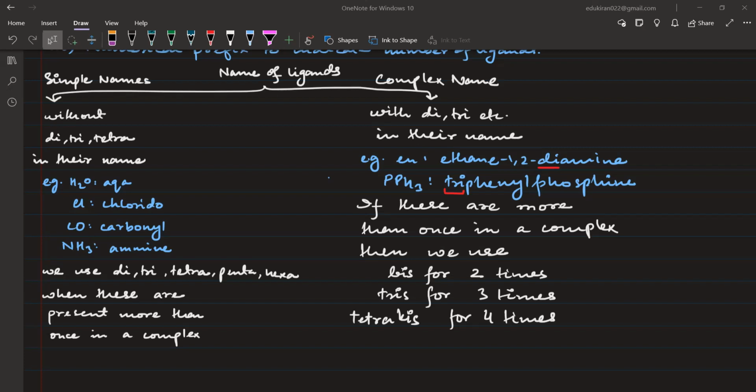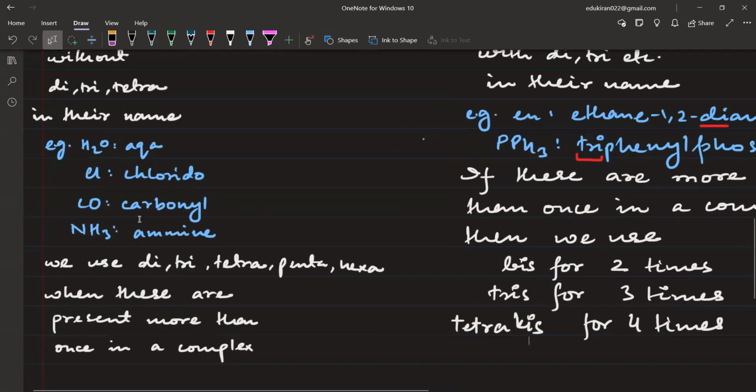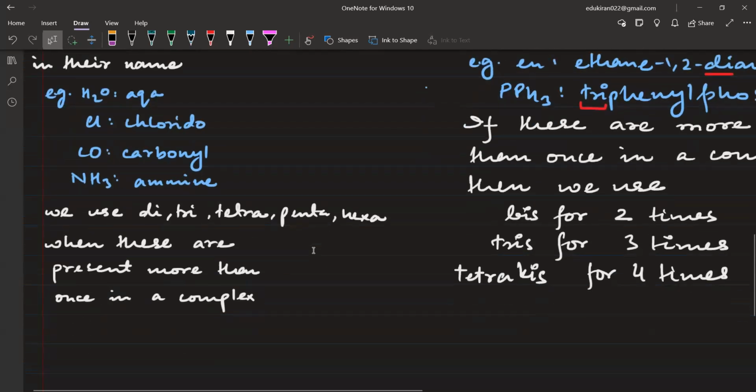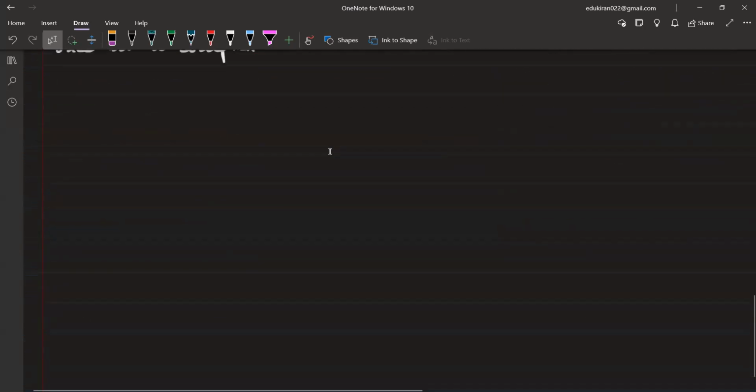Done, sir. All of you done? Yes, sir. By the way, if you need, for example, 5 times, then you can write pentakis. If you need 6 times, you can write hexakis. But you will not need any other than tetrakis. Now, write a very important section: oxidation state of central metal atom.